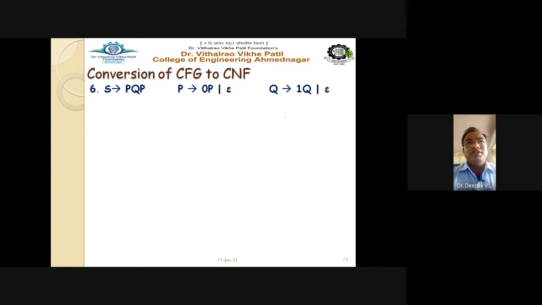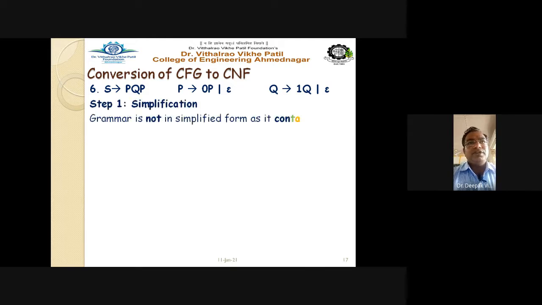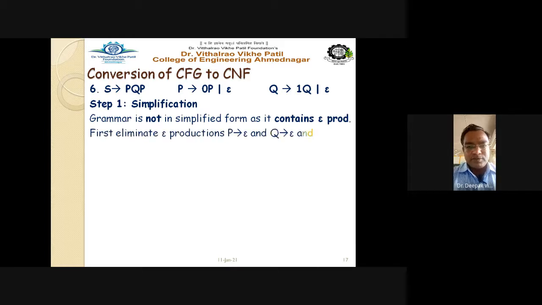Now observe this. This particular grammar also contains epsilon. So as it contains epsilon, it is not in a simplified form. We have to bring it into a simplified form by removing the epsilon symbol. And after removing epsilon, if any unit production is introduced, we have to also remove that unit production from the grammar, and we have to make it simplified. And after simplification, then we can go for the normalization, or we can convert into the normal form. So step one is simplification. The grammar is not in a simplified form as it contains epsilon production. So first eliminate epsilon production.